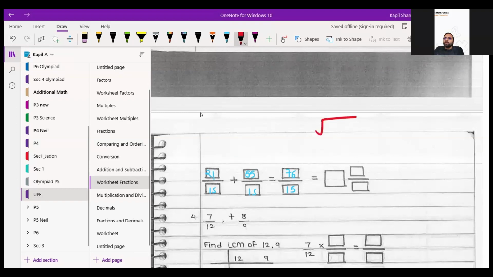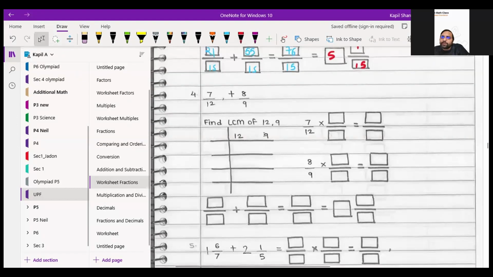Yes, Swastik. That's correct. So 76. 15 times 5 is 75. 1 is remainder. So it's 5 and 1 upon 15. Okay, guys. Now, next question. Try this.